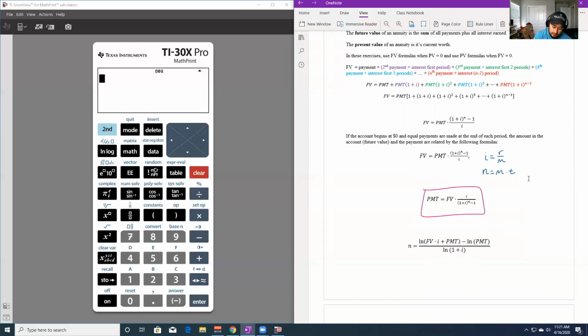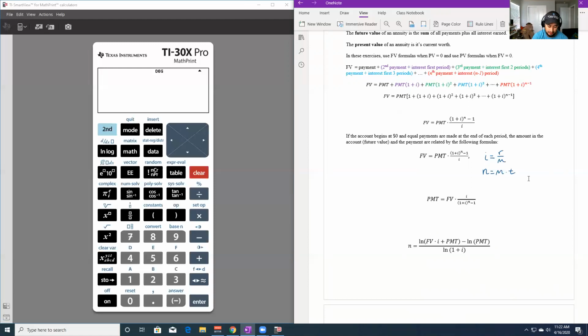Okay, and then let's say we want to solve for n. Well, by the use of natural logs, we now have n, the very last formula there. N is equal to the natural log of future value times I plus payment, minus the natural log of the payment, over the natural log of 1 plus I. Ooh, so we didn't have to spend time rearranging it. So lucky you, all you have to do is know these three formulas and know how to use them. And these are for future value, right? An amount of money you want to have in the future.